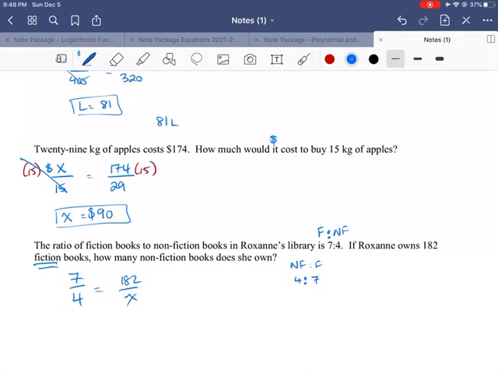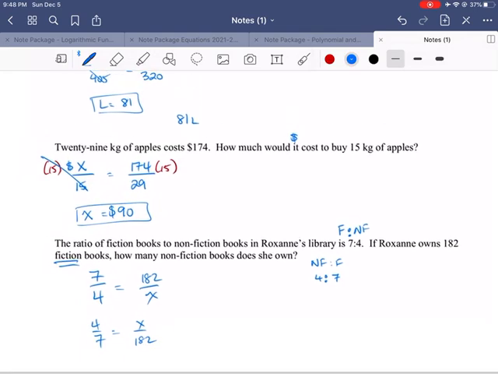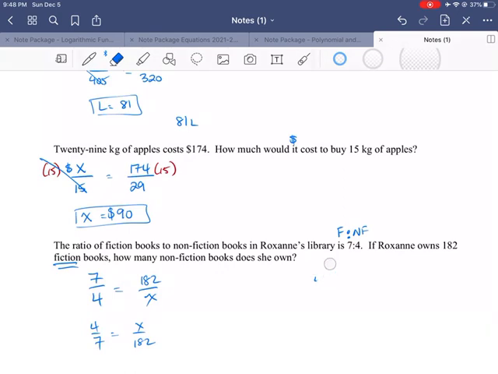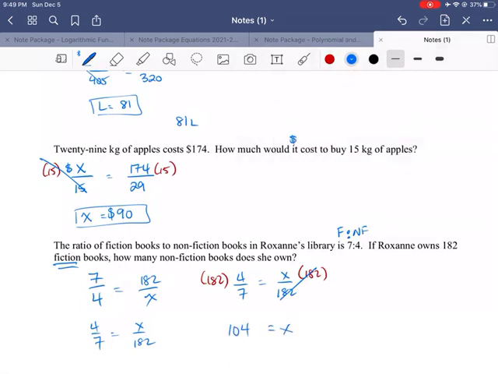Okay? Now, you can also do that with your fractions. 4 over 7 is the same as x over 182. And that's a little bit easier to solve with the variable in the numerator. So I'm just going to rewrite that over here. We want to isolate for x, so multiply each side by 182. And x is going to equal 104.